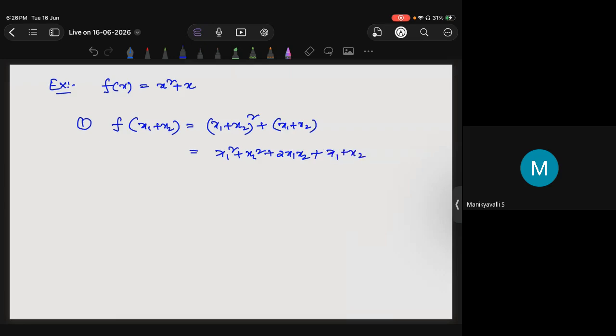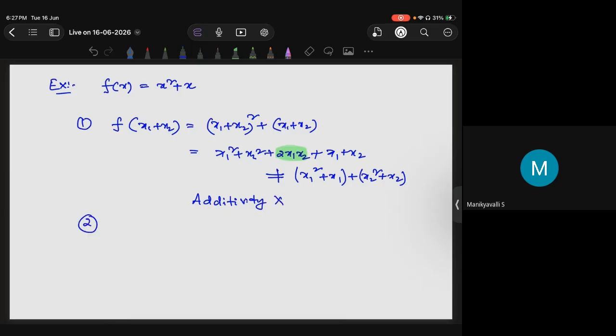Correct? Again, this is not equivalent to x1 square plus x1 plus x2 square plus x2. Am I correct? Because the problem here is with the 2x1 x2 term. So hence this is failed in additivity.